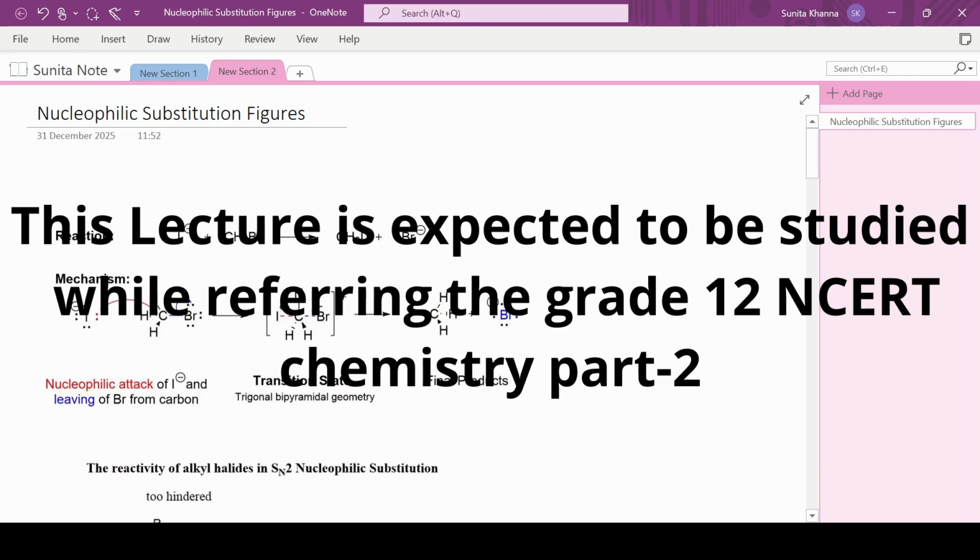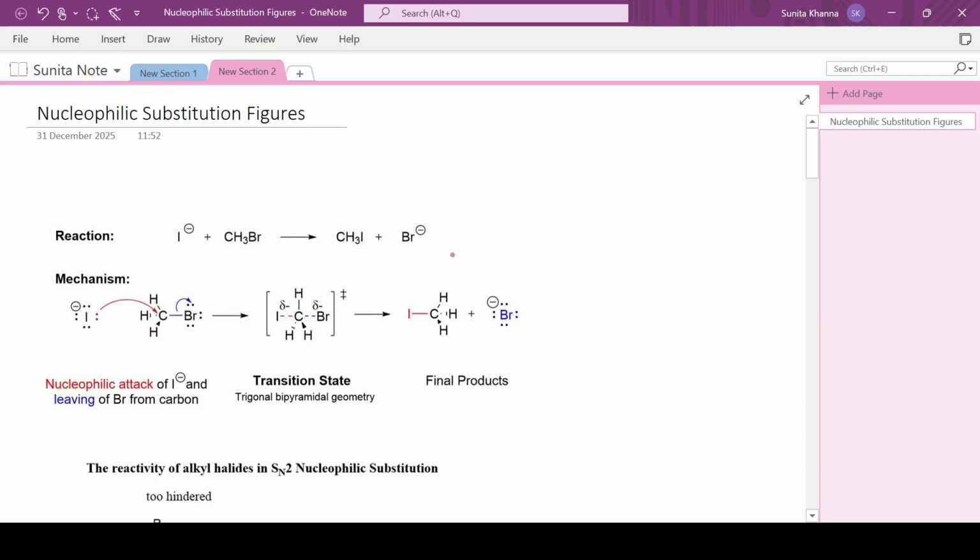As we have discussed earlier, the major reaction the alkyl halides undergo are the nucleophilic substitution reactions. These nucleophilic substitution reactions are of two types, SN1 and SN2. S stands for substitution and N stands for nucleophilic. 1 and 2 have their own significance. 1 is the unimolecular reaction and 2 is the bimolecular reaction.